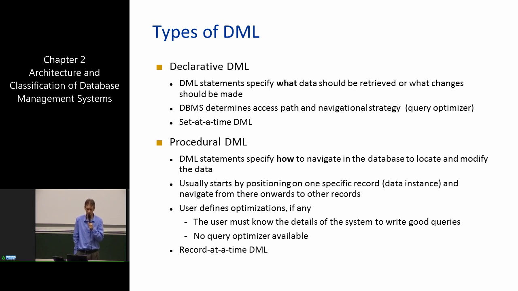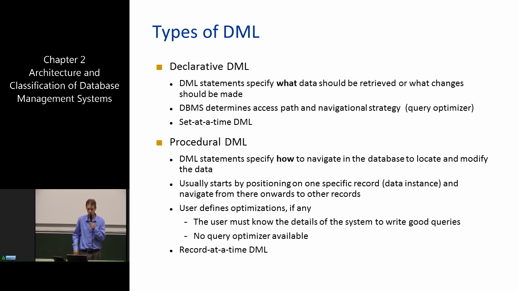So the DBMS is going to receive that declarative DML statement, and then it's going to work out itself how it should solve that declarative DML statement. So it's going to determine the access path and the navigational strategy using a query optimizer, for example. So the DBMS will autonomously work out the declarative DML statement. The end user does not have to take care of it, him or herself. The end user only has to specify what is needed, and the DBMS will answer that question for you.